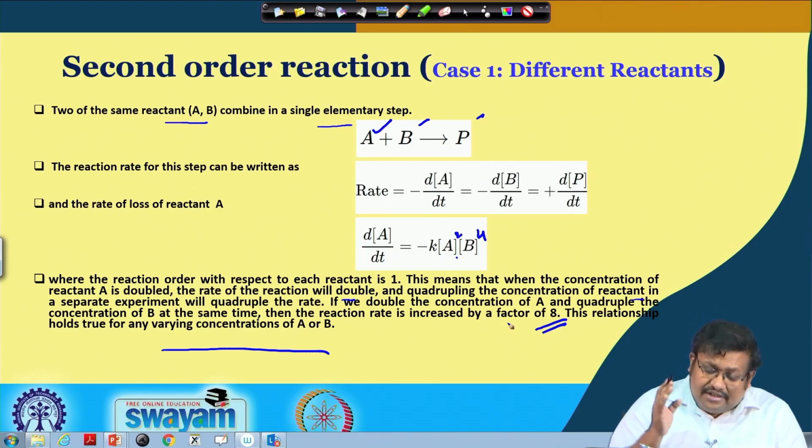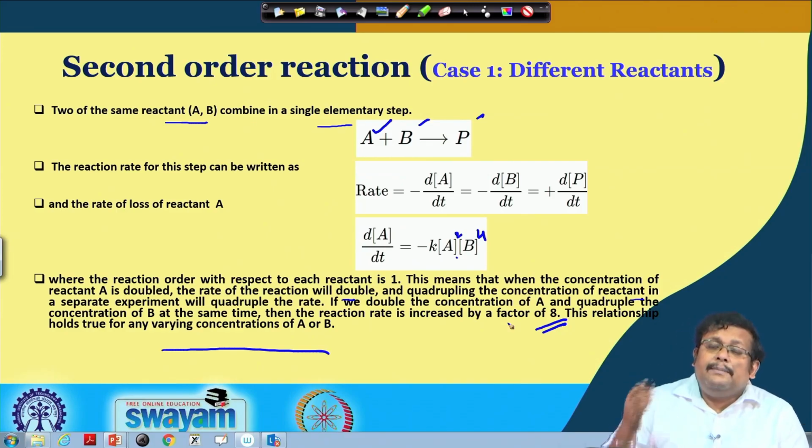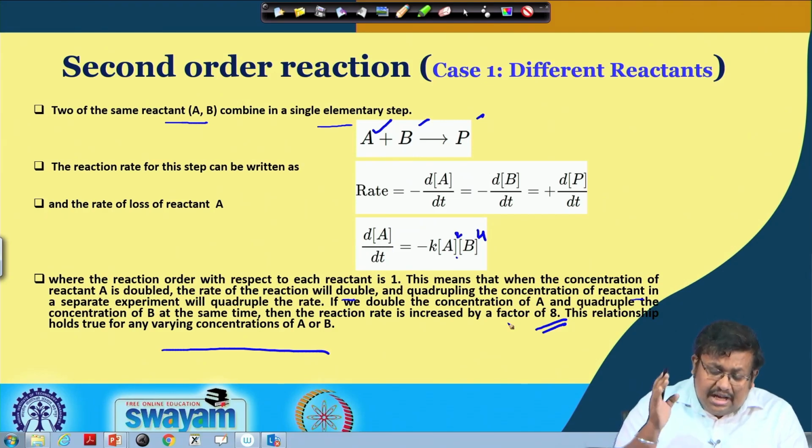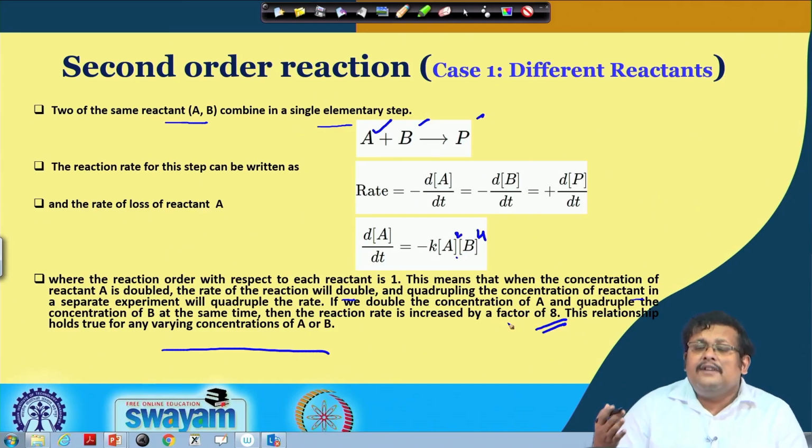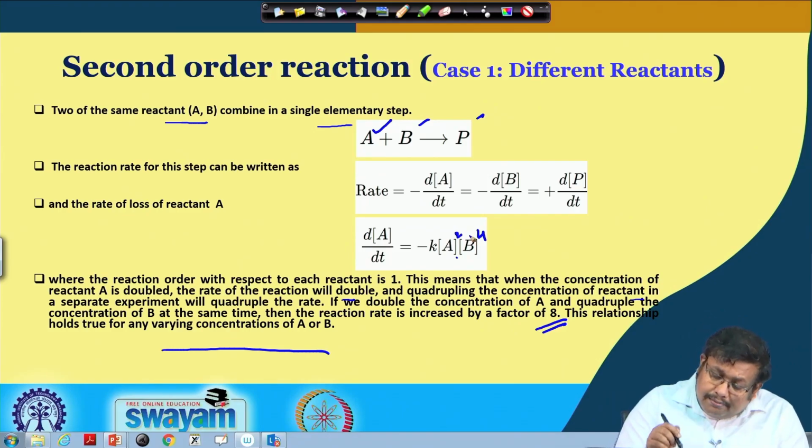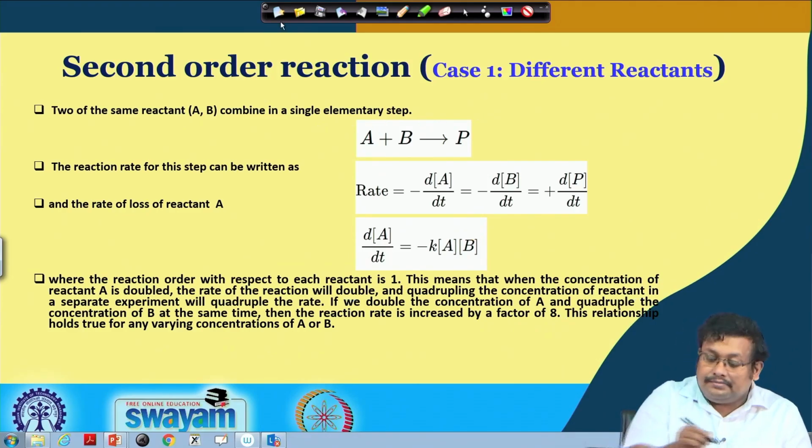Remember one thing: in case of a first order reaction, the rate of decay of the reactant was dependent on the concentration of one reactant. However, in case of a second order reaction, it depends on either the square of the concentration of the reactant or the product of the concentrations of two different reactants. Okay.